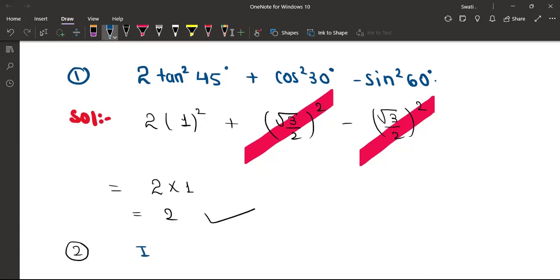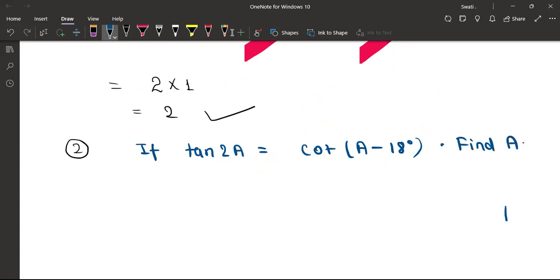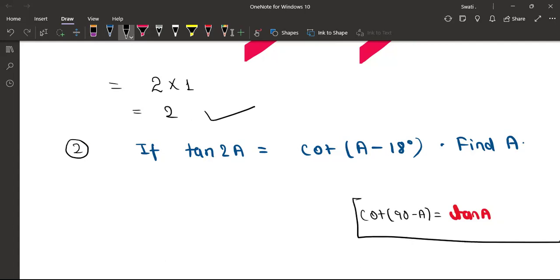The next question is, if tan 2a is equal to cot a minus 18 degrees, we have to find the value of a. Here we can use that formula of trigonometry that we did last, 90 minus. So tell me, here it is tan 2a, right? Can you tell me what the formula of tan a was in terms of 90 minus a? You remember? Was it not that cot 90 minus a was tan a? Yes. This was the formula, right?